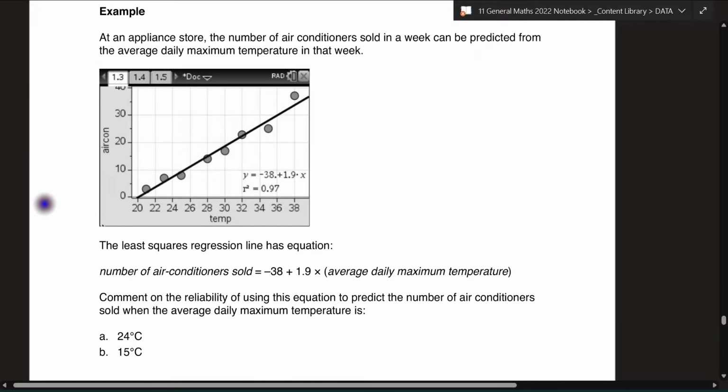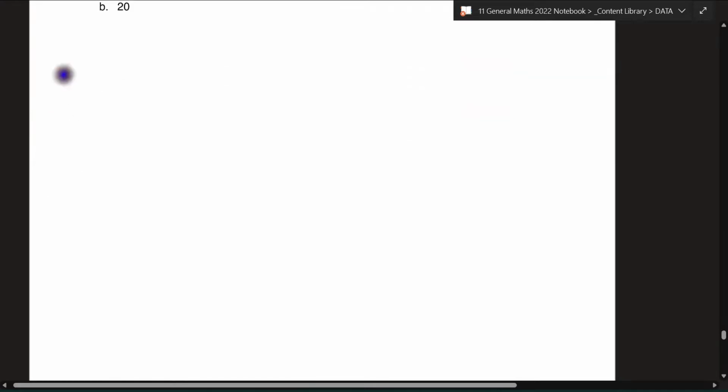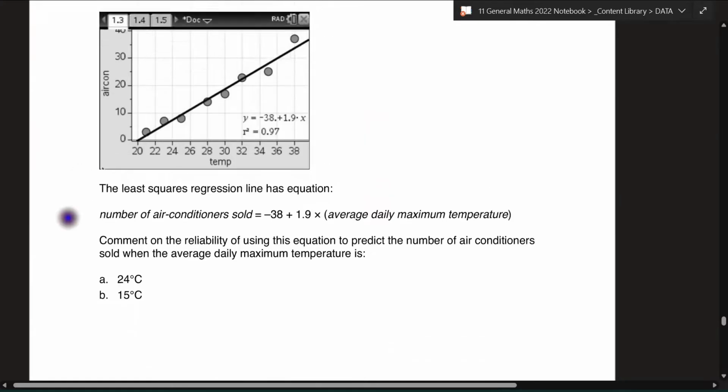So let's look at this. We're going to try and make some predictions and tell me if it's interpolating or if it's extrapolating. We'll just do that one example as well. We won't go to the other one.